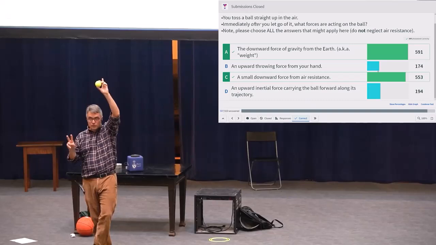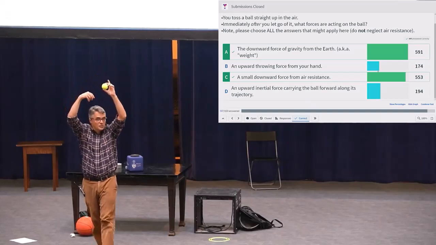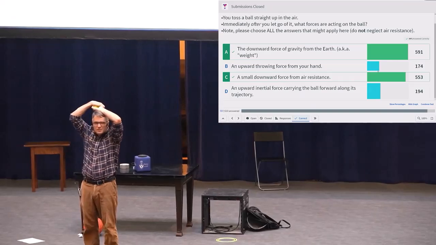But there are two external forces acting on the ball after it leaves. One is gravity, which slows it down, and the other is air resistance, which also slows it down. They're both downward. But air resistance is a bit smaller than the gravity, probably.